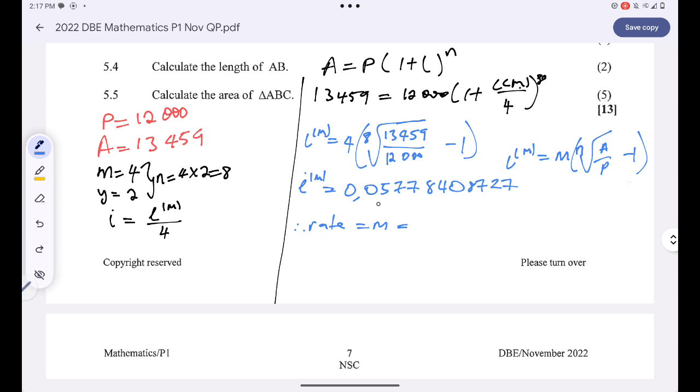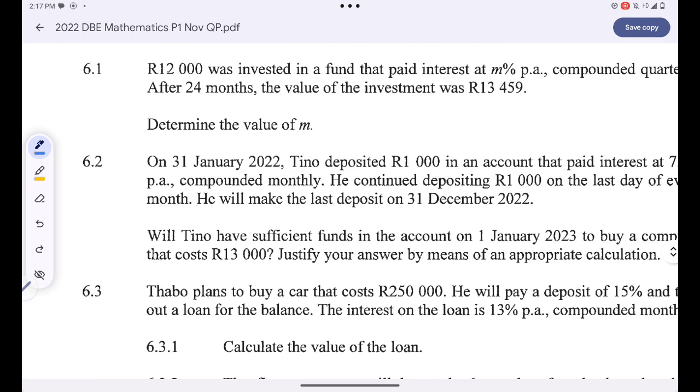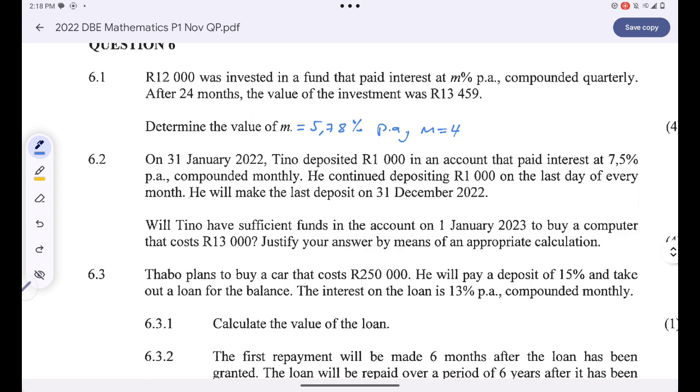So I'll just multiply my i_m by 100. So m is just equal to 5.78% per annum compounded quarterly. So I now know that m is just equal to 5.78% per annum, where m is for compounded quarterly.